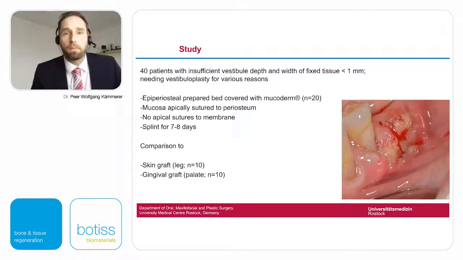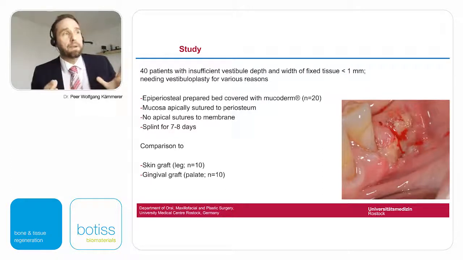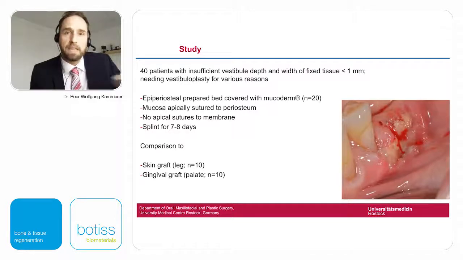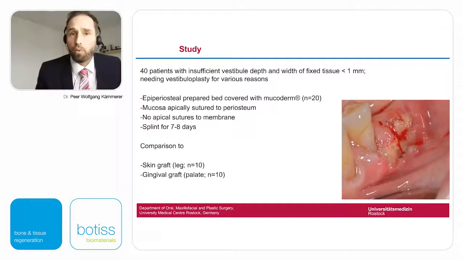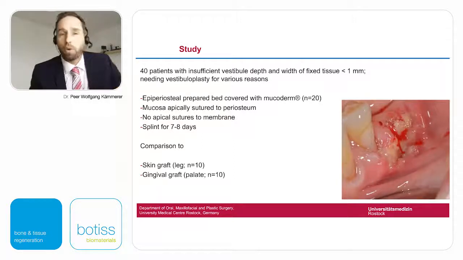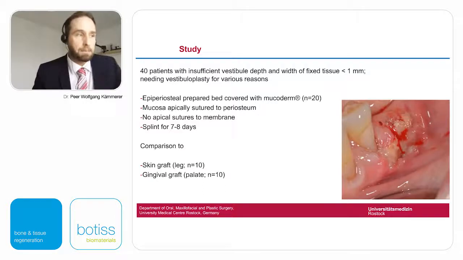We developed a protocol preparing the epiperiosteal bed covered with Mucoderm in 20 patients. Then the mucosa was adapted apically with sutures. There were no apical sutures to the membrane, and we used a splint for 7 to 8 days. And we compared this to skin graft, as shown in the slides, and compared it to gingival palatal graft, also in 10 patients.